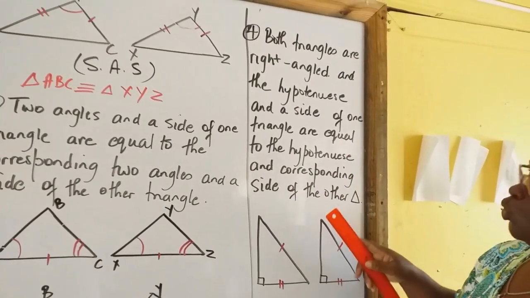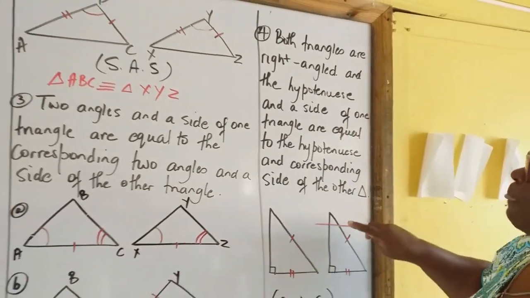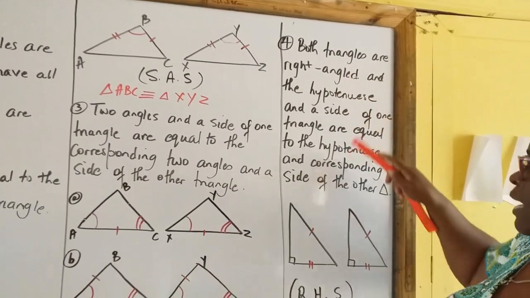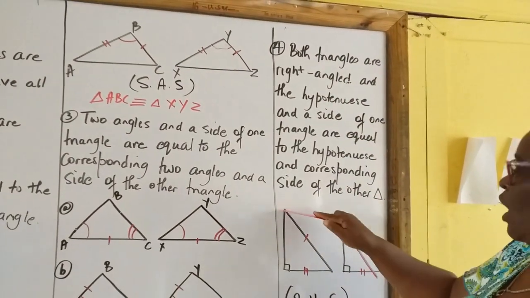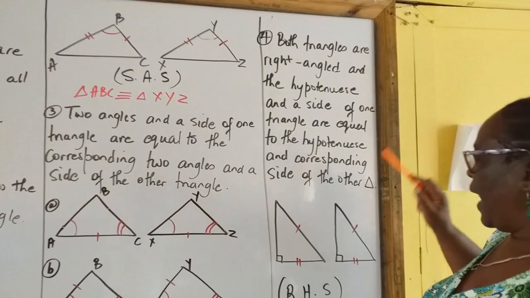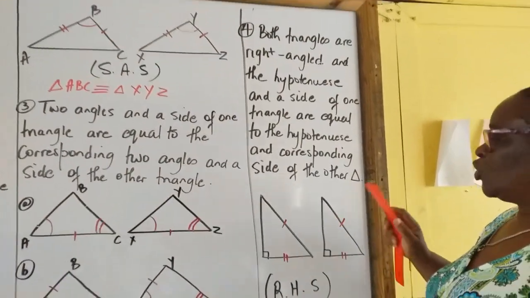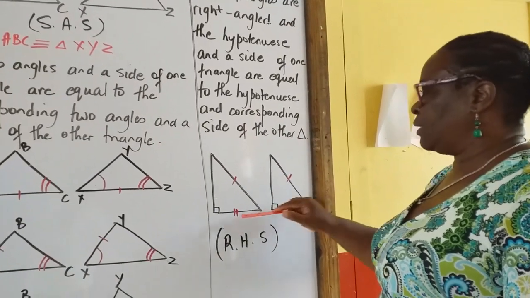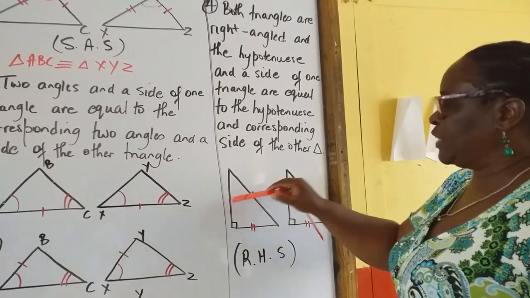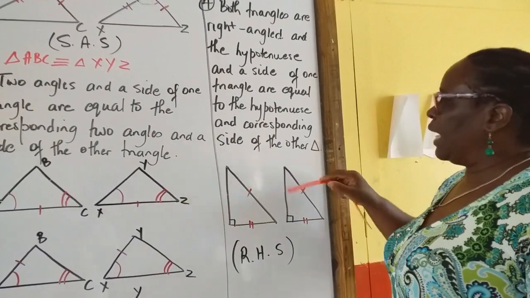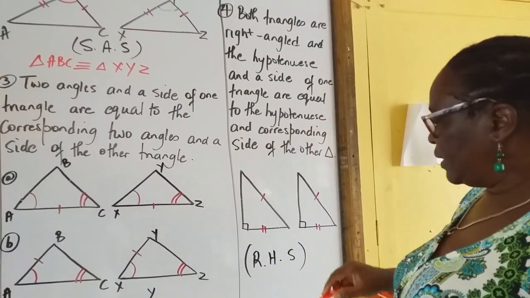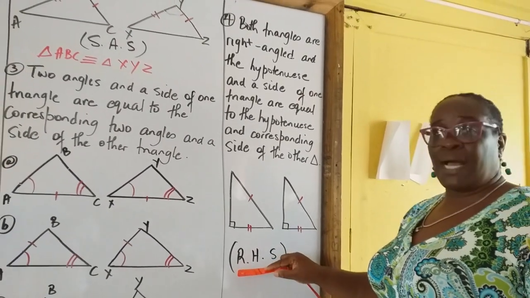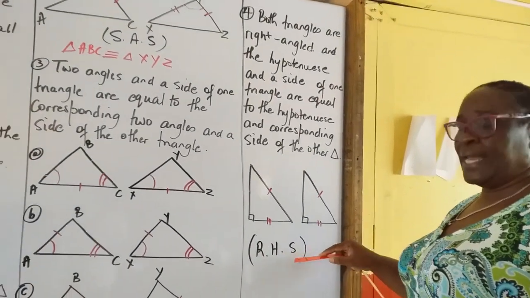Now the fourth one has to do with right angle triangles. Right? Now both triangles are right angles. You know, for a right angle triangle they have the right angle, they also have the longest side, which is the hypotenuse side, and we can also have another side. So once we have the right angle, the hypotenuse side equal, and any other side, whether this one or this one are equal, then we have these two triangles congruent, and we will call that RHS, which means right angle, hypotenuse, and any other side.